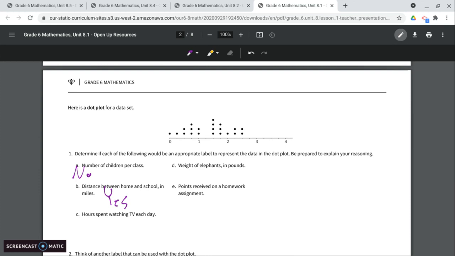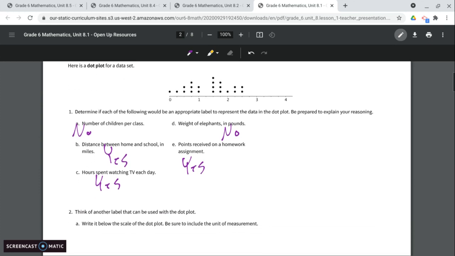For C, hours spent watching TV each day. Can we have a fractional number of hours? Of course we can. We could only watch a half hour, maybe. So yes, plus these are pretty reasonable. It's under 3 hours, so a fairly reasonable amount of time. The weight of elephants in pounds. Are elephants 2 pounds? No, not even close. Points received on a homework assignment. Yeah, a teacher could give partial credit, so that could easily be point values.